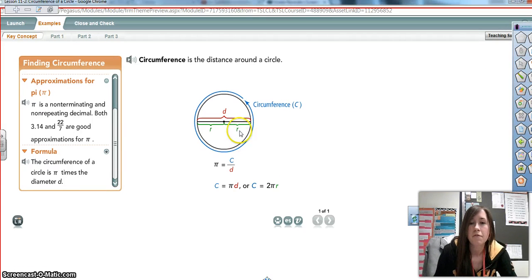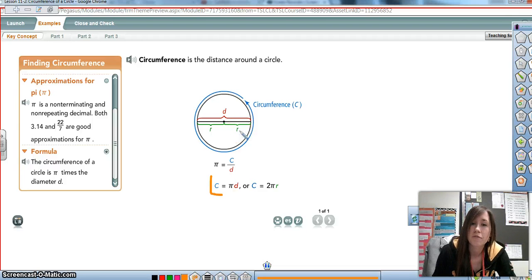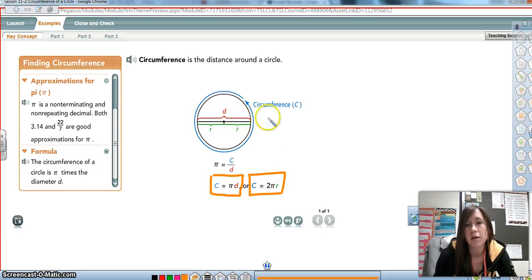Okay, so here we have our formula for how to calculate the circumference. If we take pi times the length of the diameter, we'll get the circumference of the circle. Another thing that you can do is 2 times the radius, which is the same thing as the diameter, times pi. When we write these formulas, we usually write them in this order. So pi times the diameter, or 2 times pi times r.